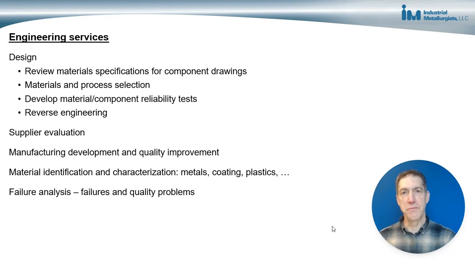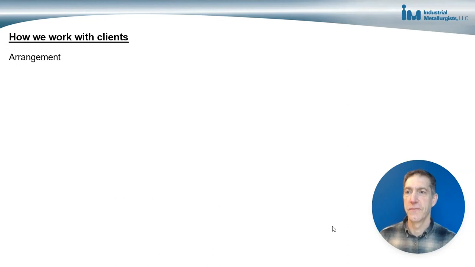This can be with component failures in products and also quality problems that happen with either manufacturing quality problems or supplier quality problems. So we provide a variety of engineering services to help our clients deal with metal decisions and problems in their products. So we handle all aspects of product design and manufacturing from start to finish.